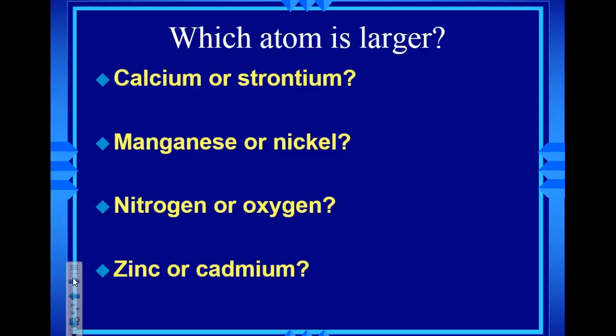Zinc or cadmium. Cadmium. Cadmium should be a lot larger. The rule is, as you go down the group, the atomic radius increases. As you go across a period, the atomic radius decreases. I'm going to give out a practice sheet.